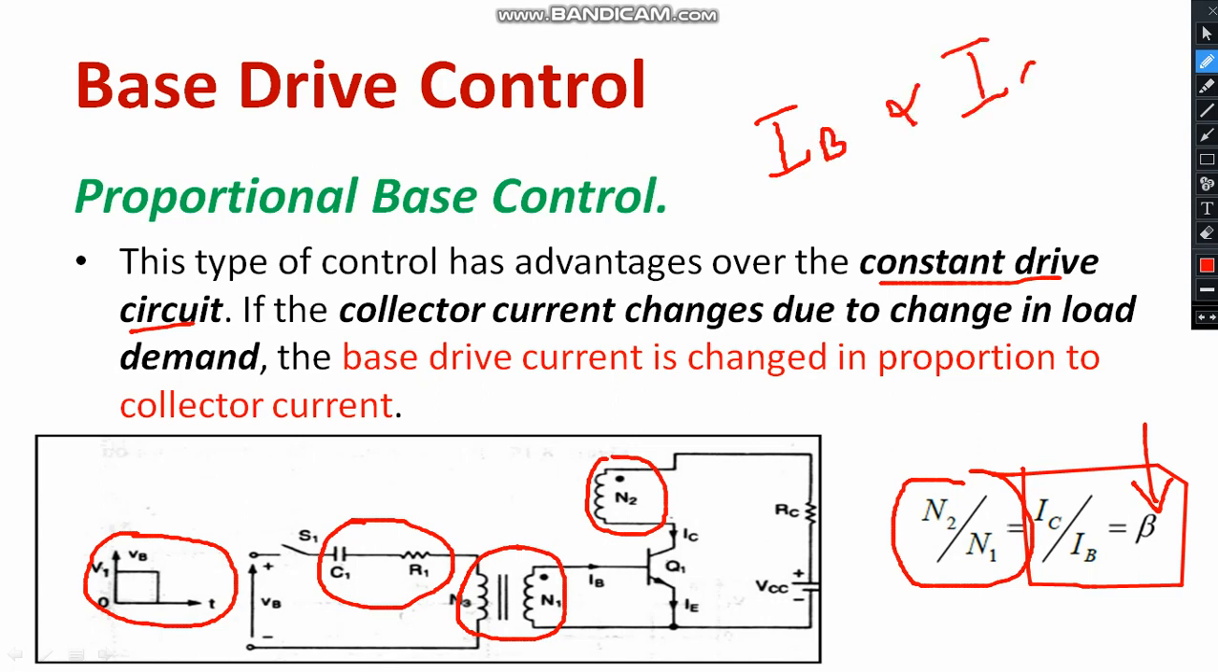So proportional control is used for this technique. You can adjust the number of turns and change the collector current. You can control the output current. So output current and input current are both dependent. That's the methodology here.